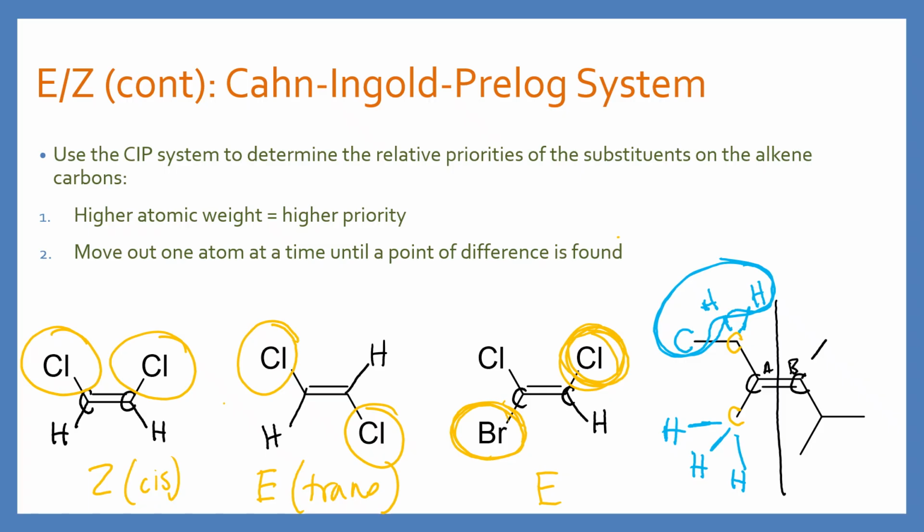Now on carbon B, it can be tempting to say, okay, I'm comparing hydrogen to isopropyl. Obviously, isopropyl is larger, but that's not what the system says. The system says that we are comparing hydrogen to carbon, and carbon is bigger than hydrogen, so we're going to choose the isopropyl group. So when we're done picking our priorities, we see that our priorities are on opposite sides of the alkene, so this is an E isomer.